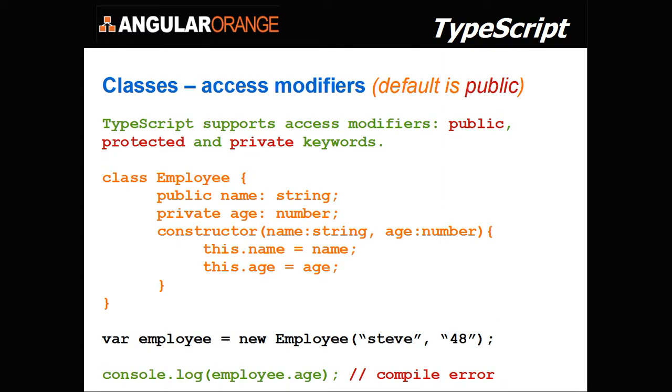We have access modifiers. The default is public. TypeScript supports access modifiers, public, protected, and private keywords. So you could have a public name, a private age. The constructor can construct the object with a name and an age, and the name is private, so basically you must use the constructor to define the name. The age is private, so you must use the constructor to define the age. But the name, you could pretty much define it explicitly with the dot notation. But on the bottom we show a compile error here where we're trying to log the age, and since age is private, you cannot do that. A private variable is only accessible from the functions of the class.